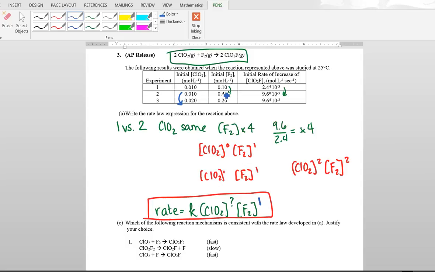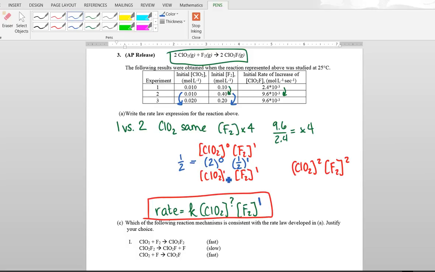If we look at experiments 2 and 3, the concentration of ClO2 doubles. So I'm going to write here 2. This is doubling. And with the F2, you have to be careful here, the concentration of F2 is actually being cut in half. So scenario 1, if ClO2 is 0th order and F2 is first order, this would be 1 times 1/2. So I'd expect the rate to be cut in half if this were 0 order.